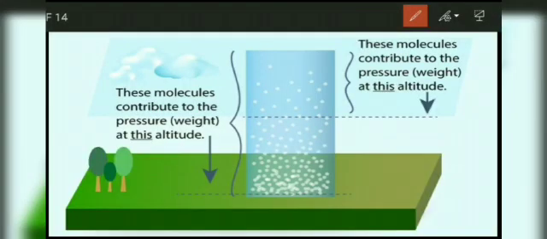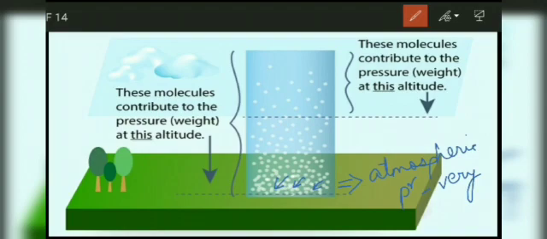Since more air molecules or air particles are present near the earth's surface, they exert pressure on each other, and therefore in this region atmospheric pressure will be very high. Atmospheric pressure will be very high near the earth's surface. As we move upwards, the number of molecules is very less, therefore the atmospheric pressure will also decrease as we move upward.